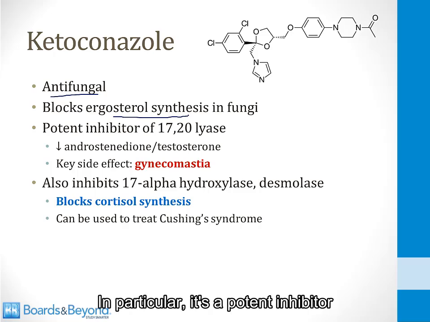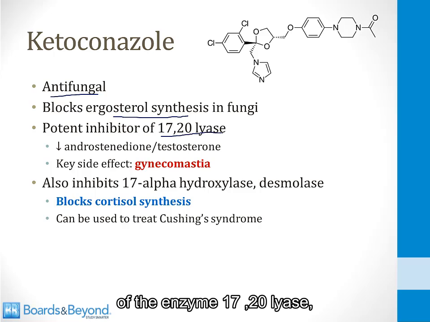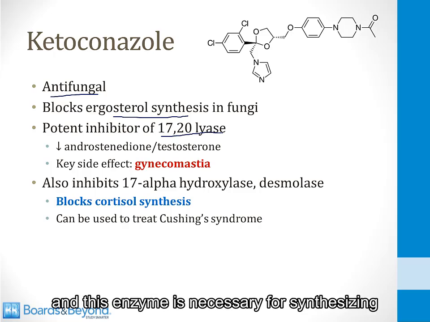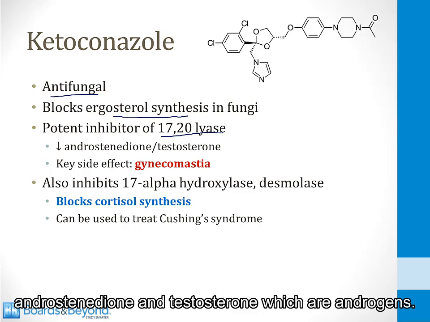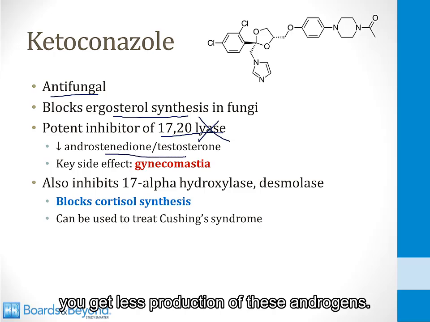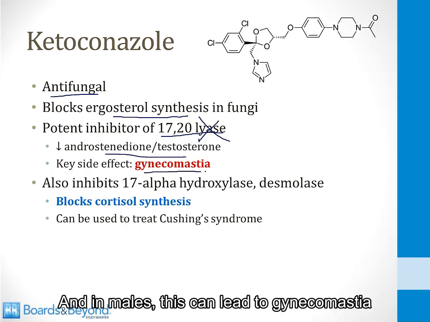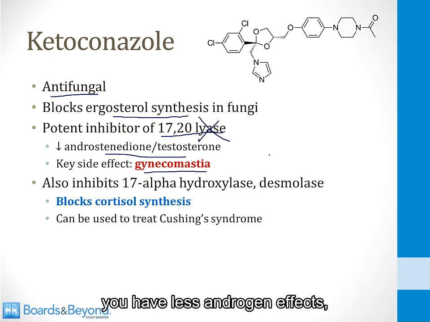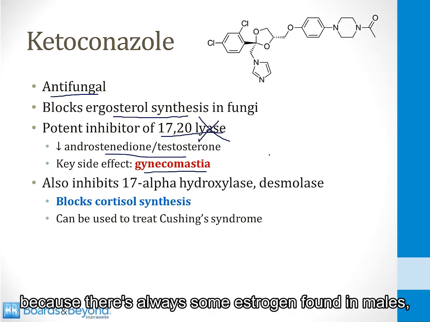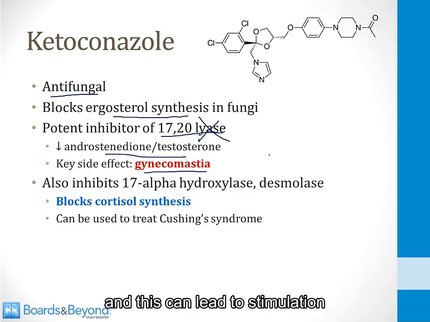In particular, it's a potent inhibitor of the enzyme 17,20-lyase, which is found in the adrenal cortex. It's also found in the testes in males, and this enzyme is necessary for synthesizing androstenedione and testosterone, which are androgens. So when you inhibit this enzyme with ketoconazole, you get less production of these androgens, and in males this can lead to gynecomastia, because anytime in males you have less androgen effects, you will have relatively more estrogen effects because there's always some estrogen found in males, and this can lead to stimulation of breast tissue and gynecomastia.